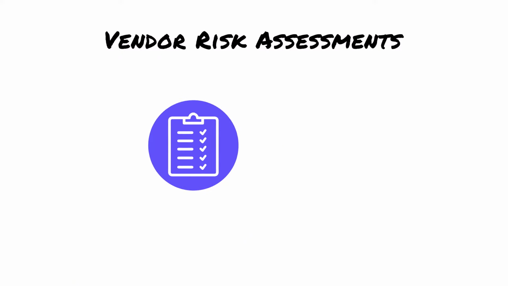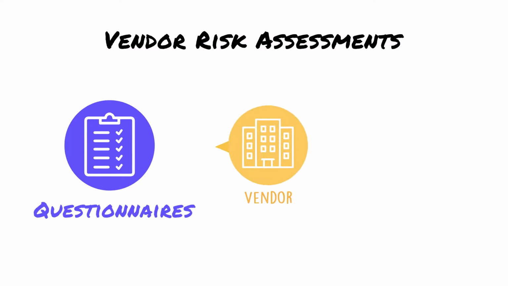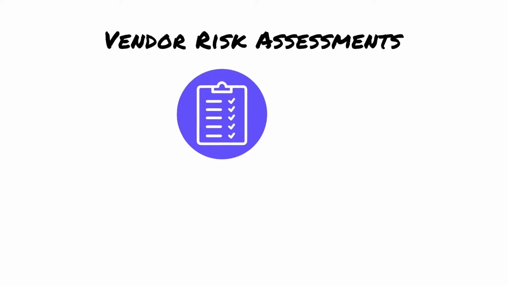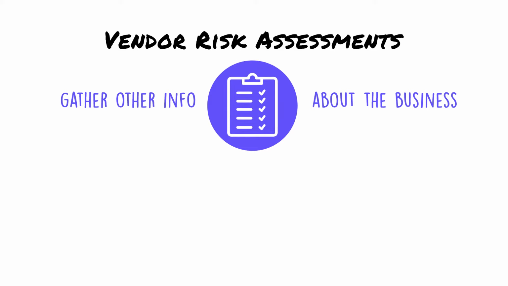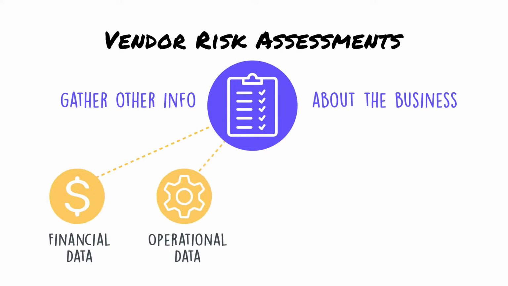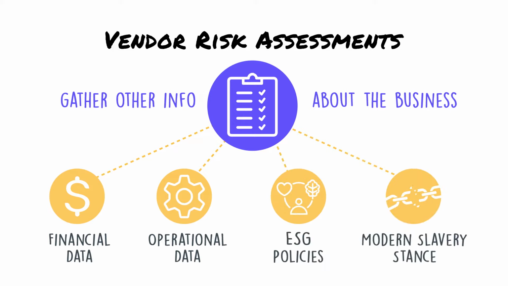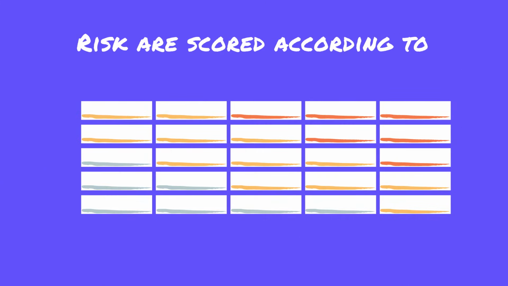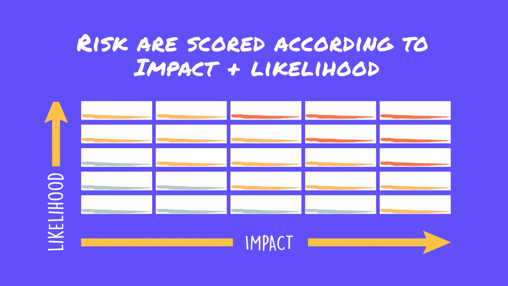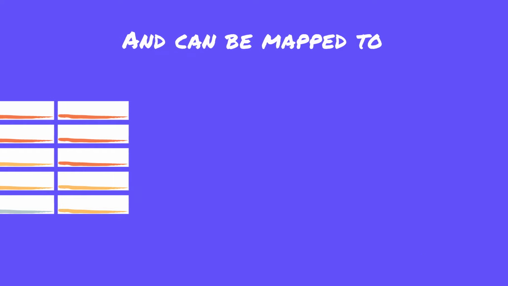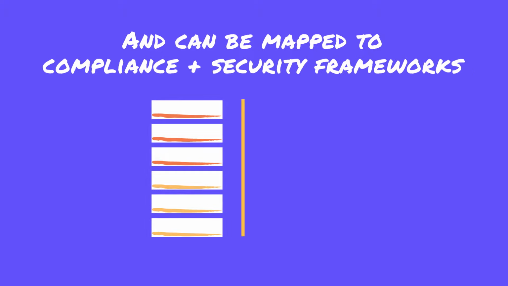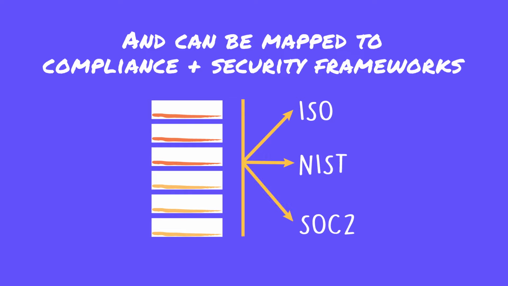Assessments are usually based on questionnaires that require vendors to share information about their security and privacy controls. They can also be used to gather other information about the business, such as relevant financial and operational data, or company policies concerning environmental, social, and governance issues. Risks identified during the assessment process are usually scored according to impact, likelihood, and other factors. Results can also be mapped to key requirements in compliance and security frameworks, such as ISO, NIST, or SOC 2.